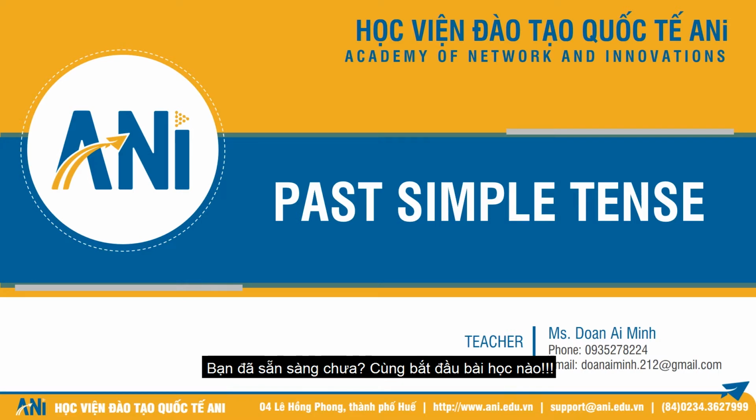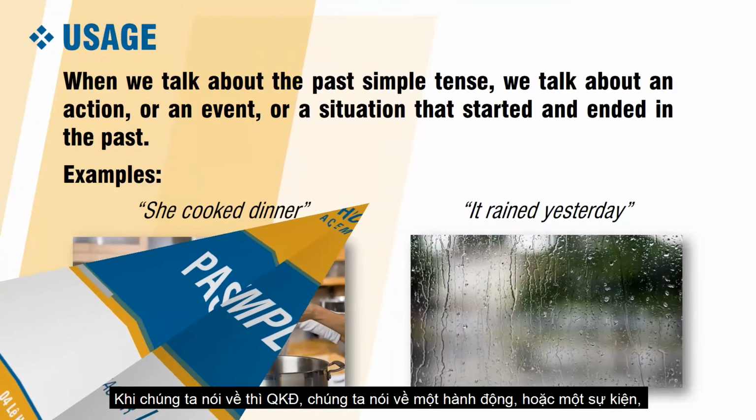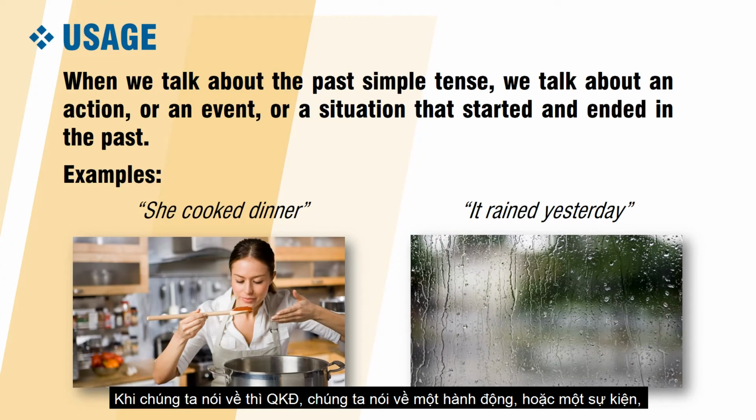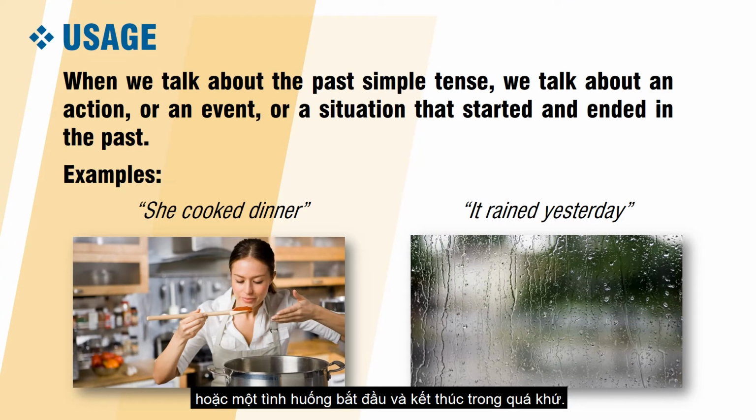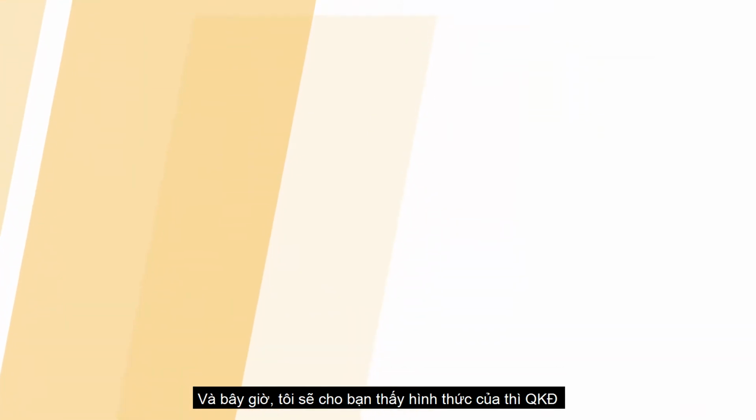Let's get started. So, when we talk about the past simple tense, we talk about an action or an event or a situation that started and ended in the past, okay? Examples: she cooked dinner. It rained yesterday. And now, I'm going to show you how to form a past simple.